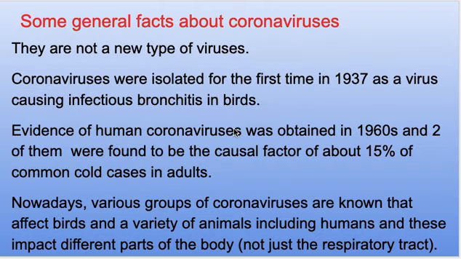Now let's take a look at some general facts about coronaviruses. It is important to note that they are not a new type of virus. Coronaviruses were isolated for the first time in 1937 as a virus causing infectious bronchitis in birds. Evidence of human coronaviruses was obtained in the 1960s, and two of them were found to be causal factors of about 15% of common cold cases in adults. Nowadays, various groups of coronaviruses are known that affect birds and a variety of animals, including humans, and these impact different parts of the body, not just the respiratory tract.